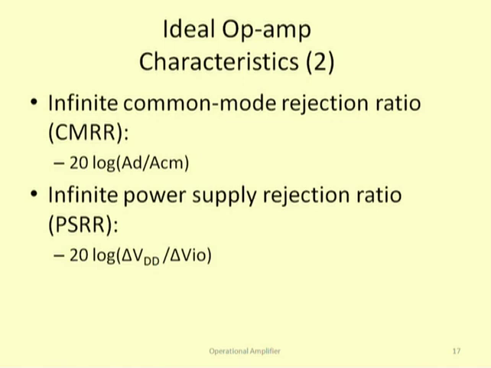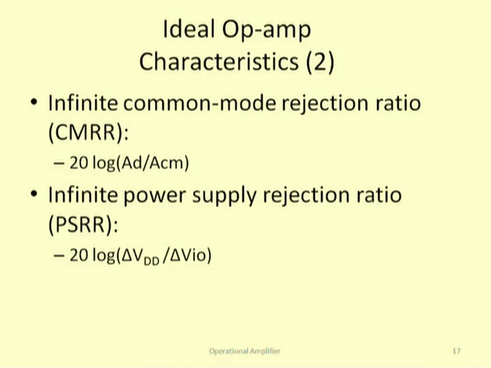So the input offset voltage is undesirable. It's not a parameter of interest to us. But suppose that parameter is present and has a non-zero value, then its value should remain constant. It should not vary with the variation in the supply voltage. So the power supply rejection ratio indicates whether this input offset voltage is a function of the supply voltage or not. Ideally speaking, it should not be a function of the supply voltage.